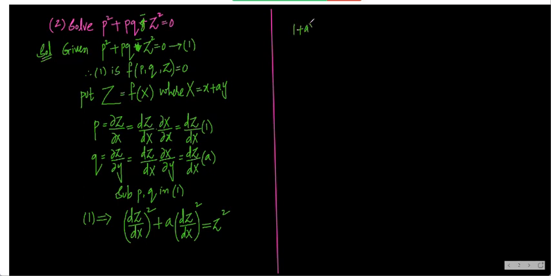1 plus a. If you take dz by dx whole square as common, it is equal to z square. Now the square goes to that side and becomes root. Then the z value is equal to root of 1 plus a, and then the square root cancels, dz by d capital X.